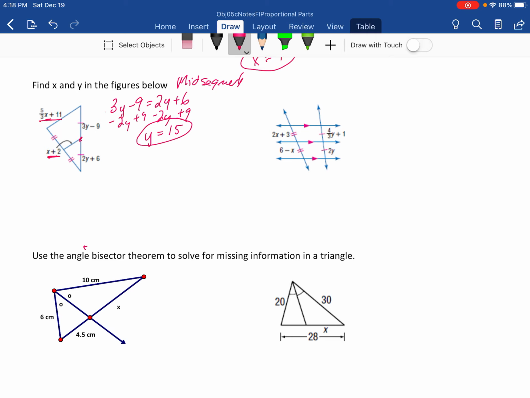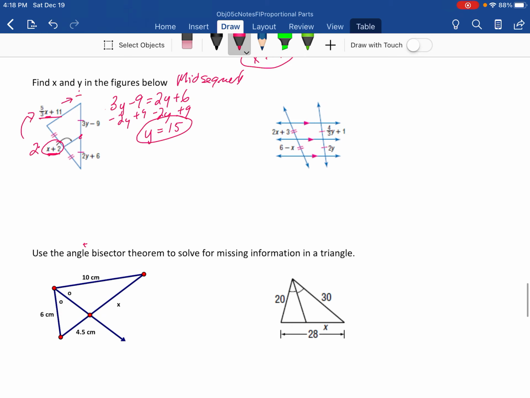The next thing you need to know is, because this is a mid-segment, if I take this and multiply by 2, I end up with this one right here, the 5/3 x plus 11. Or I can take this and multiply by a half to get this segment here. But I'm just going to multiply this by 2. So this side is going to be 2 times this side right here. So I can say 2 times x plus 2 must be equal to 5/3 x plus 11.